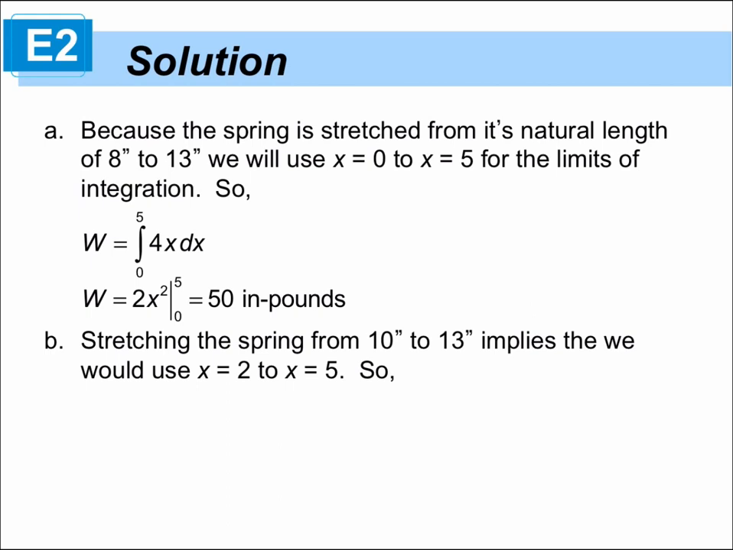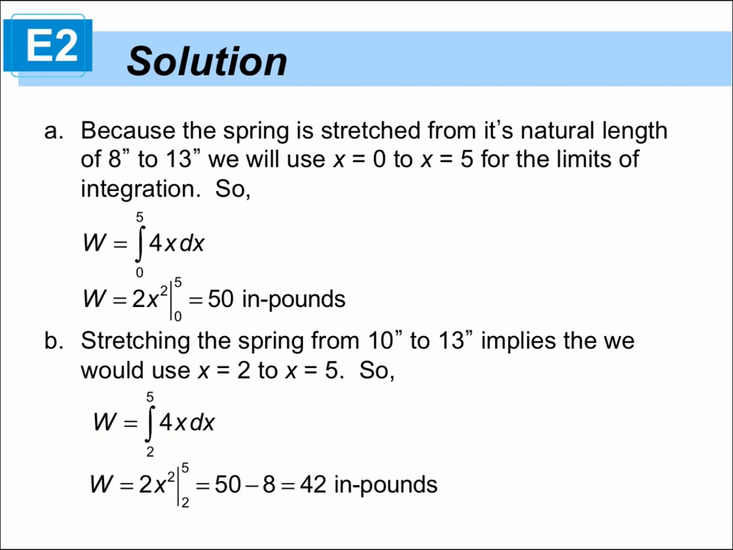Not bad. Second part, the only thing we're changing for the second part is we're changing x to 2 to 5 instead of 0 to 5, and redoing the calculation, and we get 42 inch-pounds. Okay, so springs are really pretty straightforward if you can find that k value initially. Okay, we good?